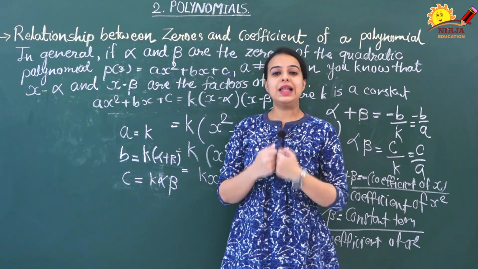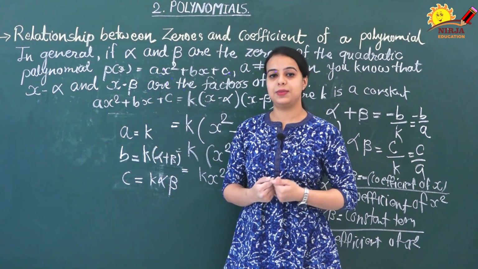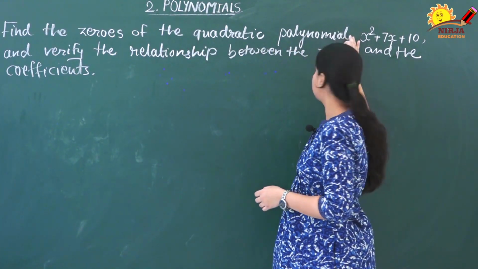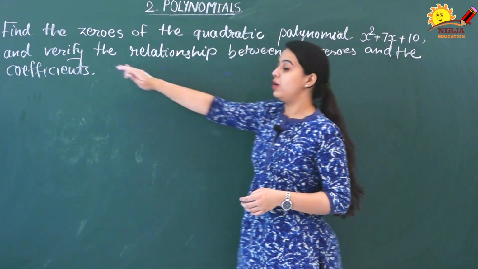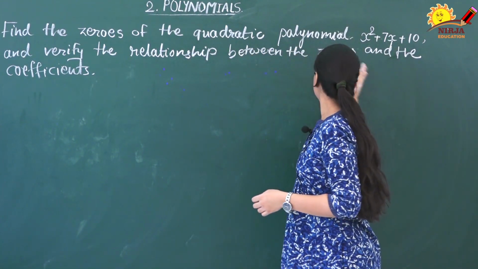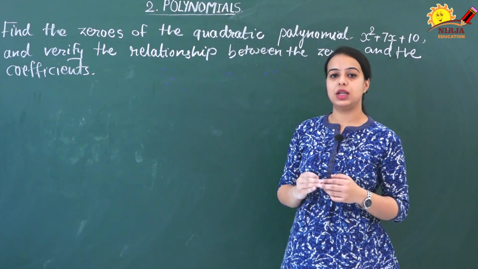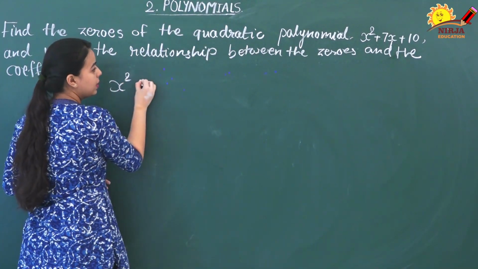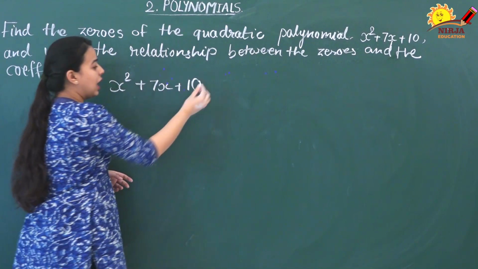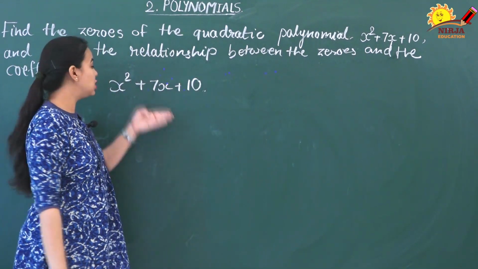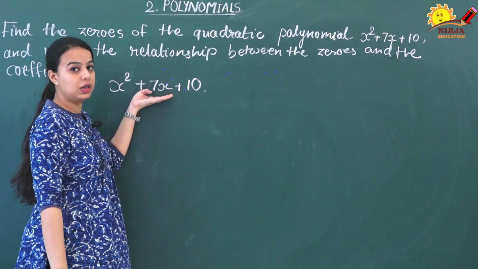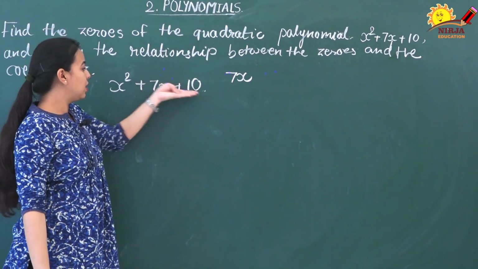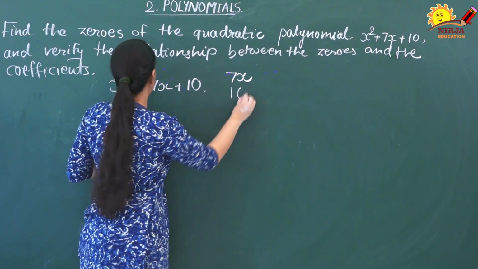So my dear students, let's see some examples on the basis of this. Let's solve this example. Find the zeros of the quadratic polynomial x square plus 7x plus 10 and verify the relationship between the zeros and the coefficients. Just now we have seen it. Let's take the first quadratic polynomial. Here it is given: x square plus 7x plus 10. Now what we need to do is factorize this polynomial by splitting its middle term in such a way that the addition is equal to 7x and the multiplication is equal to 10x square.